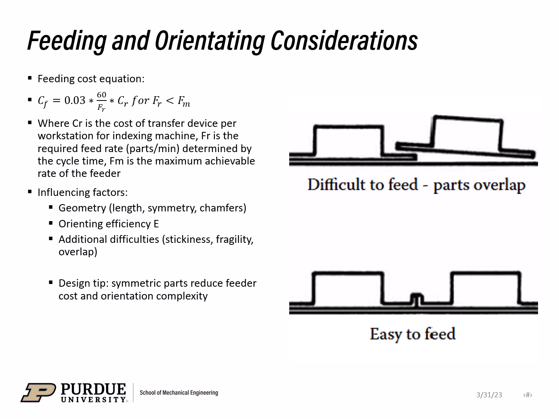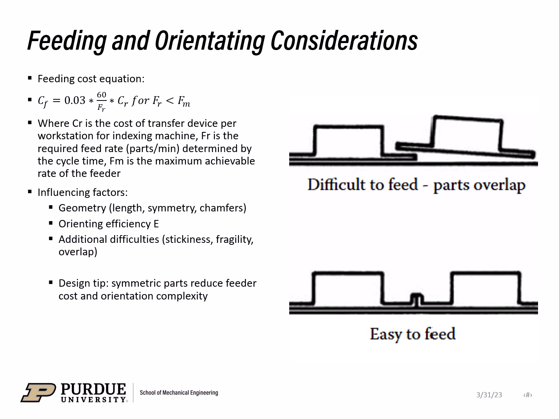Some other things include the orienting efficiency, as well as any additional difficulties coming from the part, like if the part is sticky, if it's fragile, if it has overlap, those types of things. Even a seemingly minor design change, such as adding a flat surface or reducing the surface friction, can move a part from the difficult classification to the easy classification in terms of easy to feed or difficult to feed.